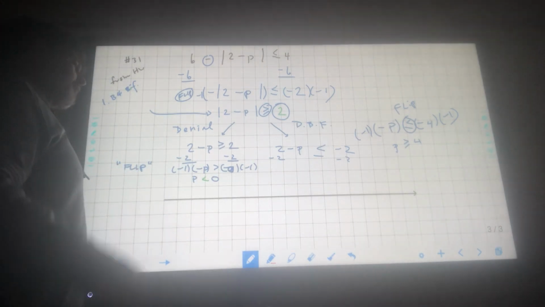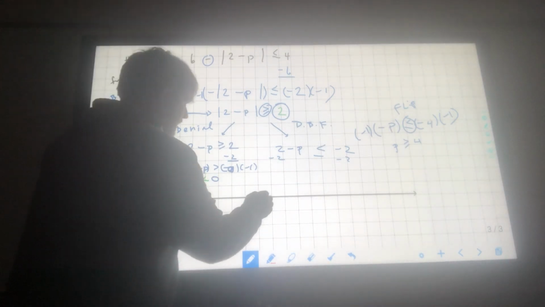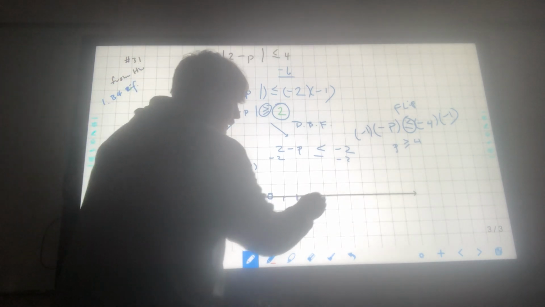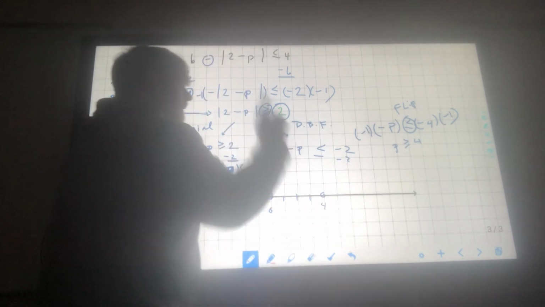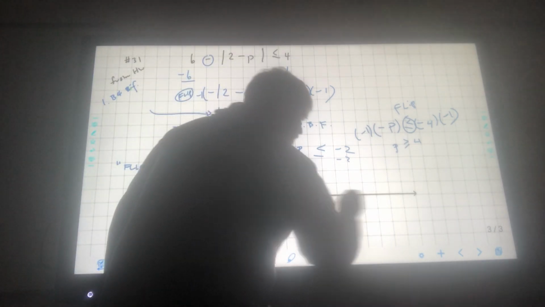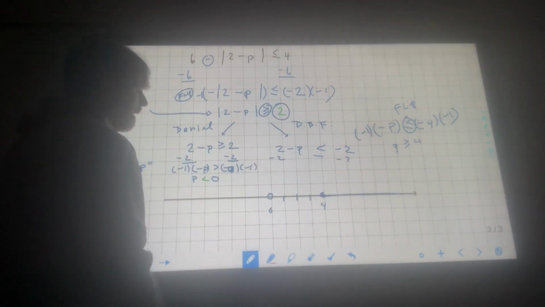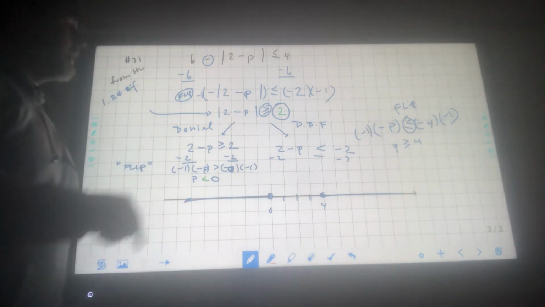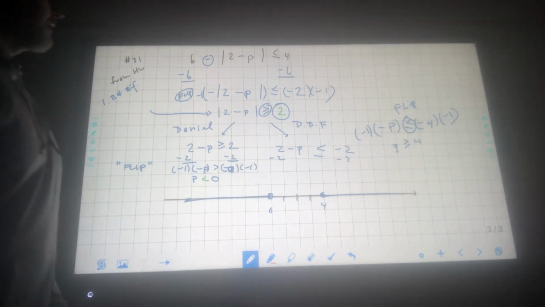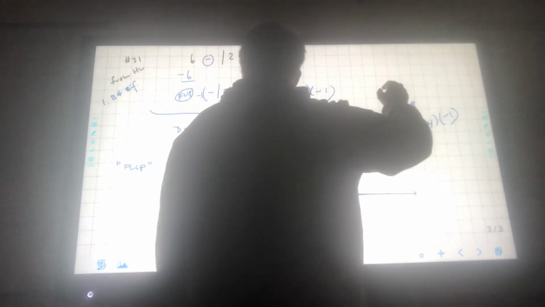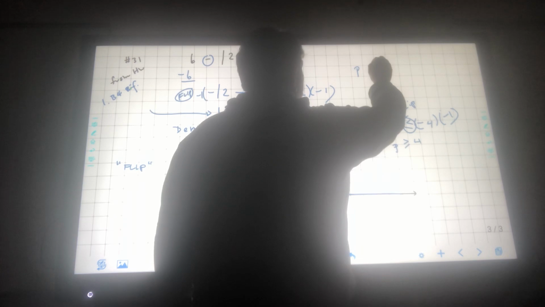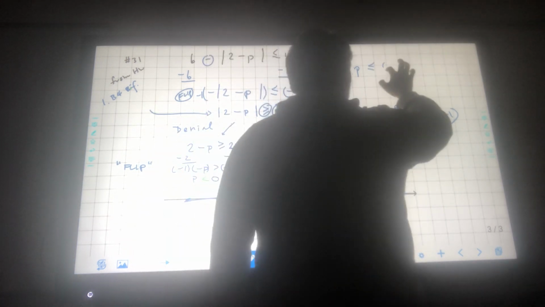So I get p is greater than or equal to 4, p is less than or equal to 0, so I have a closed circle here on 0. 1, 2, 3, 4. Greater than or equal to 4, boom. Less than or equal to 0, boom. My answer here is 2 separate rays. So the answer to number 31 on the homework is p is less than or equal to 0.